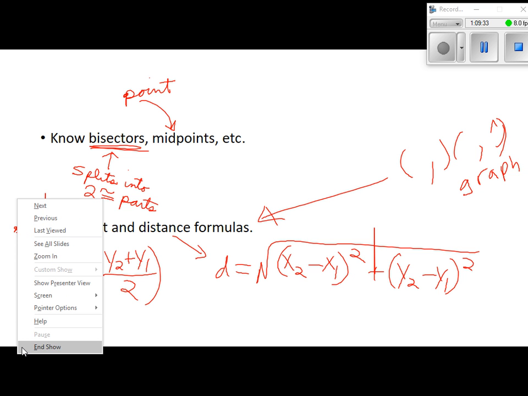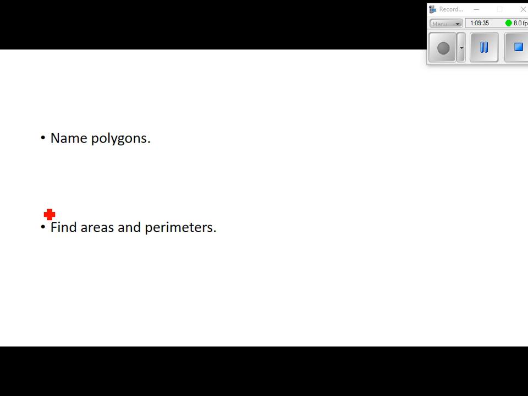Ready? Next one, be able to name polygons, be able to give them their names. Seven-sided polygons of what? Septagon. How are you going to be able to do that?